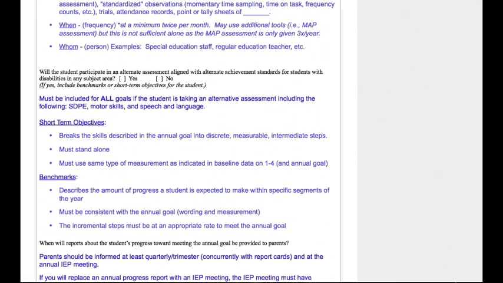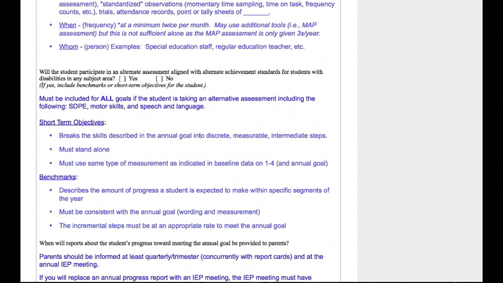The next section discusses how to write the short-term objectives or benchmarks when you have a student participating in alternative assessments. Please note that all goals for the student taking an alternative assessment must have short-term objectives or benchmarks. So this goes for SDPE goals, PT goals, OT goals, speech and language goals. If that student is taking an alternative assessment, you are responsible for writing all of their goals with either short-term objectives or benchmarks. So what is the difference between a short-term objective and a benchmark?